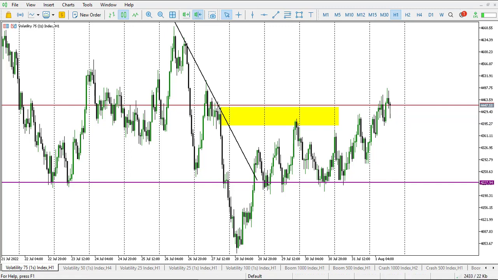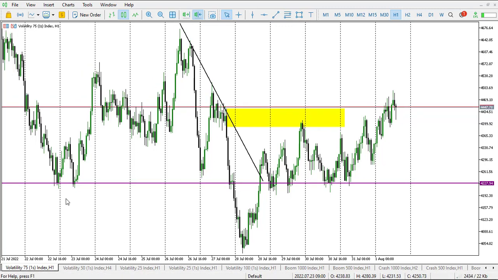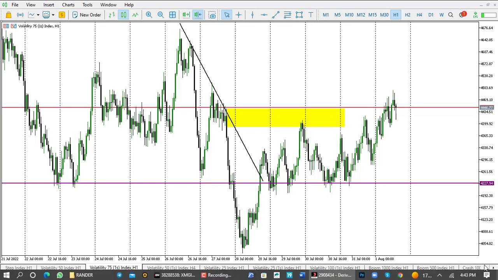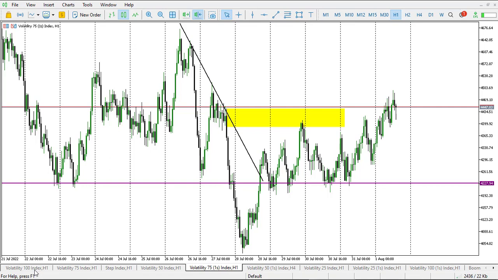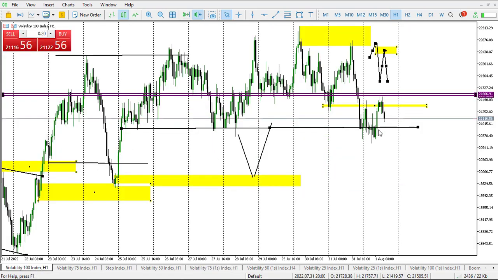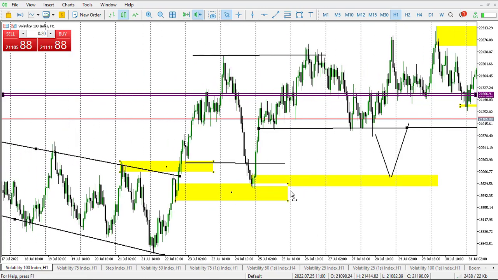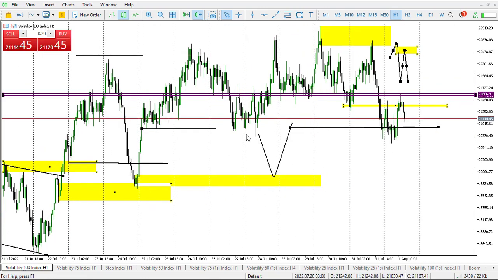So we are going to start on V75 1S right here. We have the V75 1S. Okay, let's start with the V75 or V100. Let's start with V100. You see, here we didn't have anything really. We only had this marking which worked out, and this marking which we are still waiting for price to drop to that zone and move up.